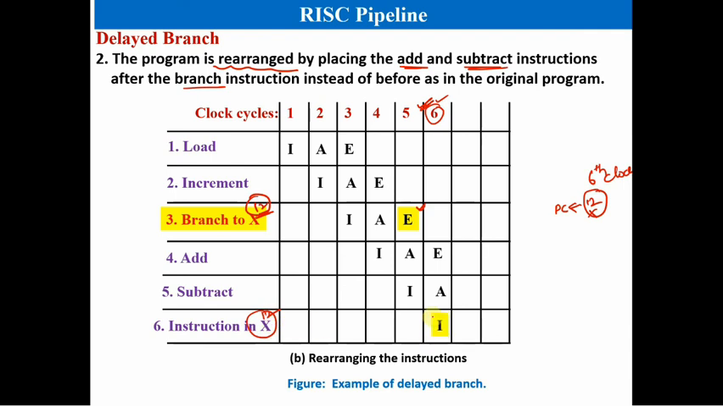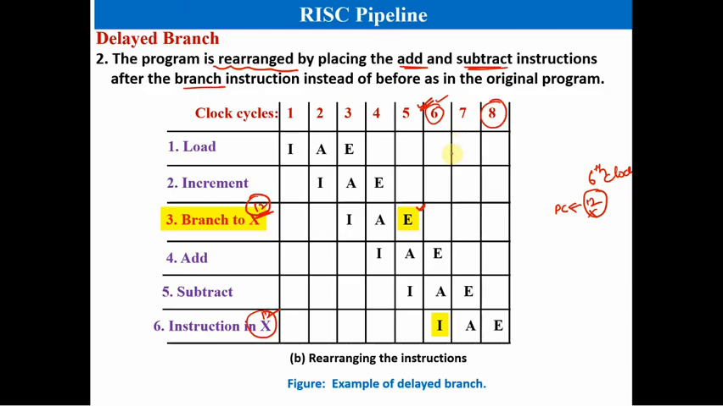Now look at it, it is fetched. So in the seventh clock cycle, the fifth instruction enters the E segment, and the sixth instruction enters the A segment. Sorry, in the eighth clock cycle, the sixth instruction enters the E segment. So the execution of all these 6 instructions is completed in 8 clock cycles. Previously, it took 10 clock cycles.